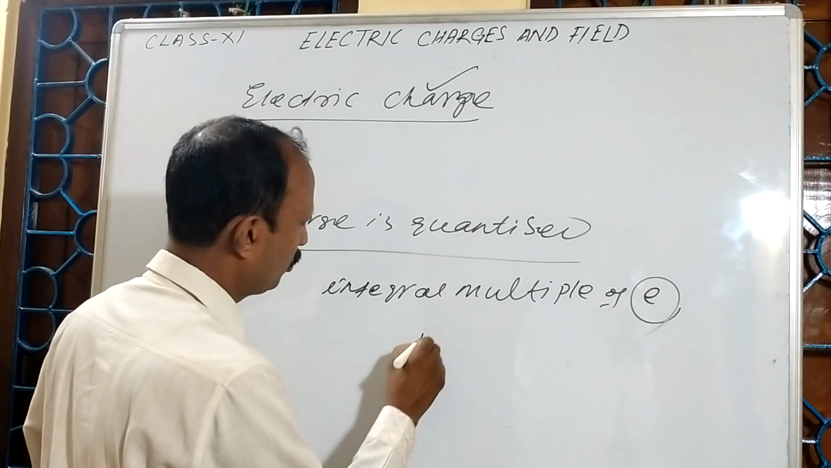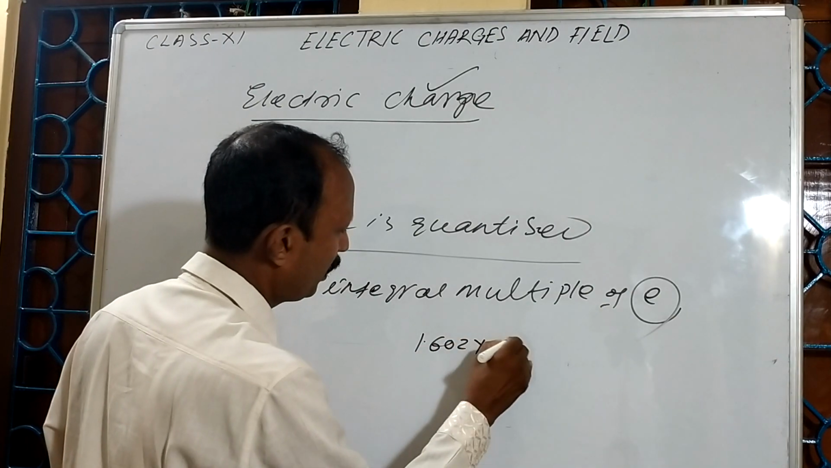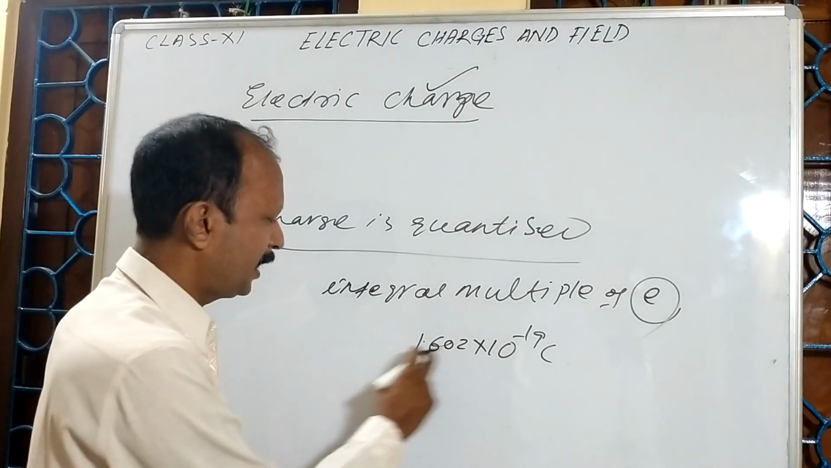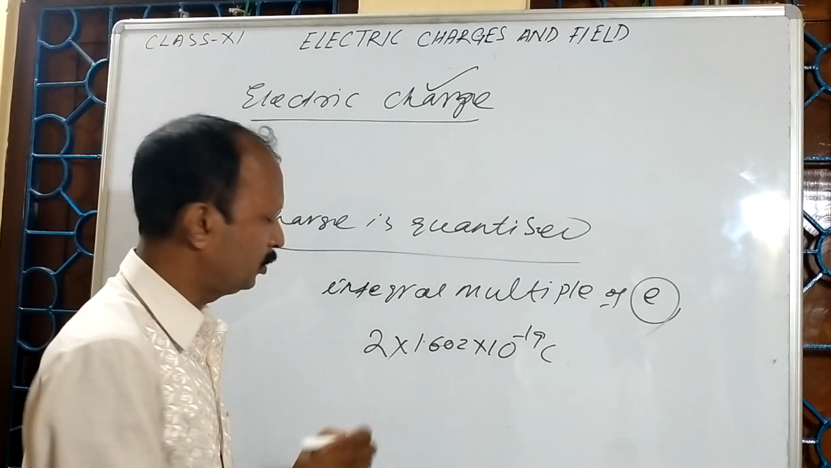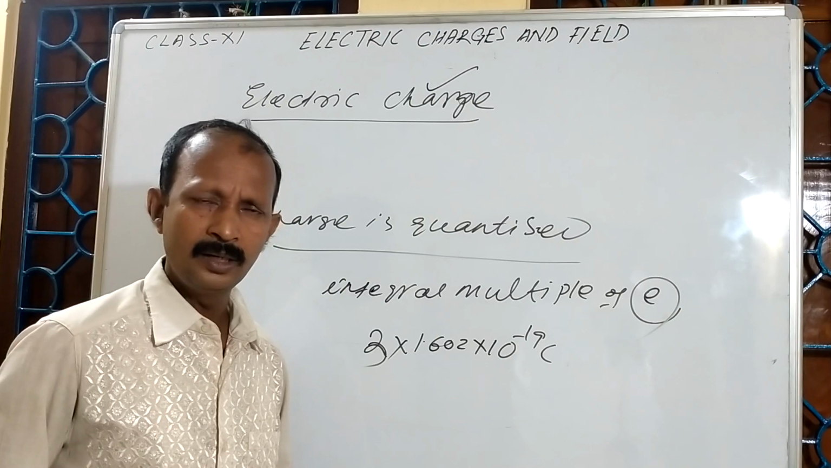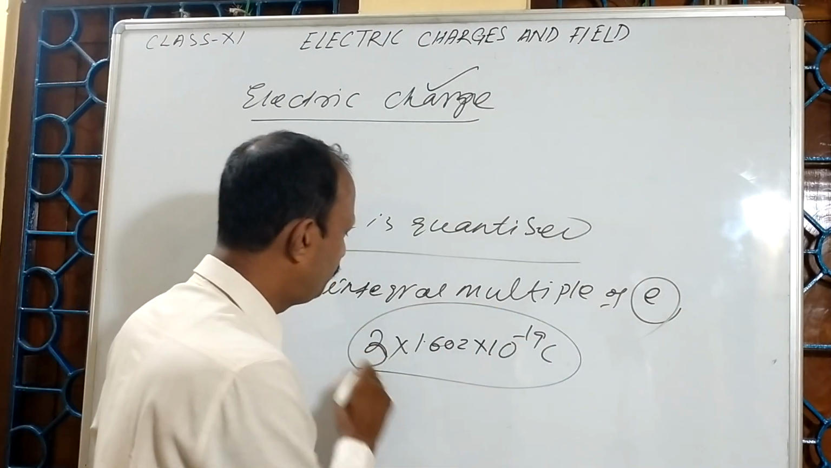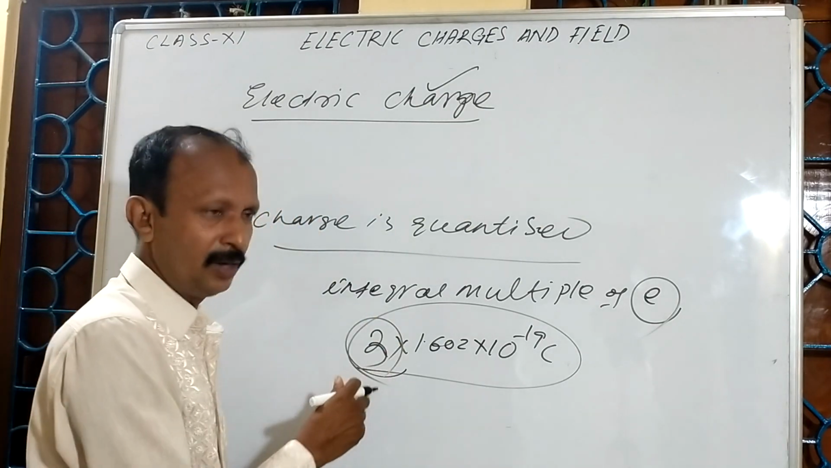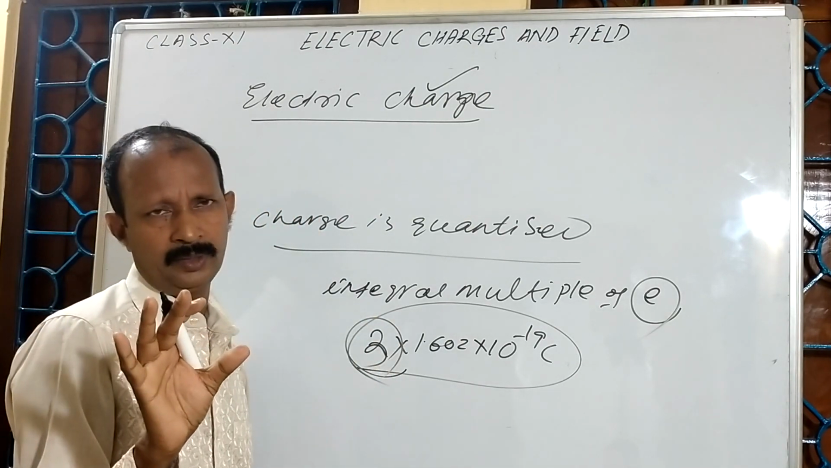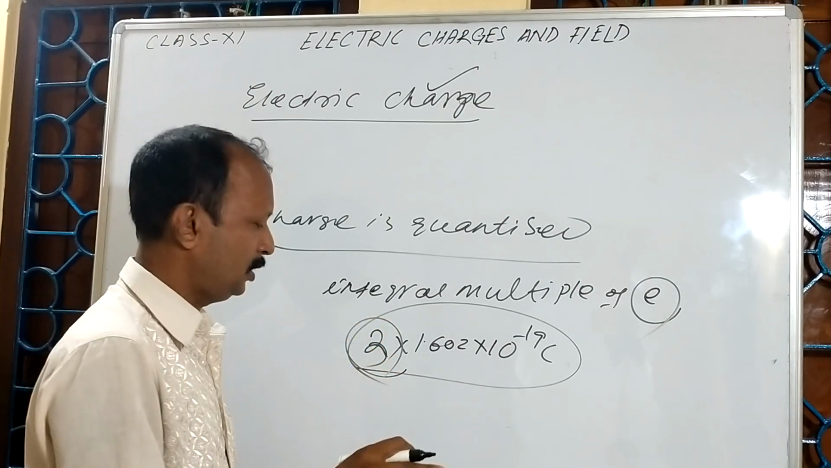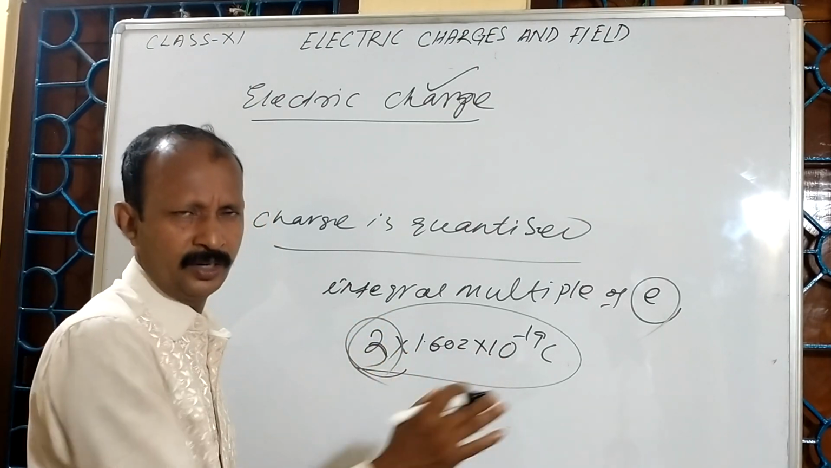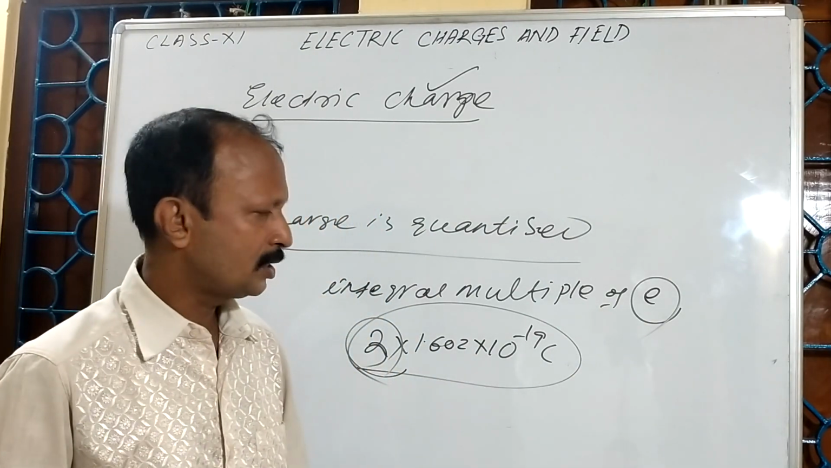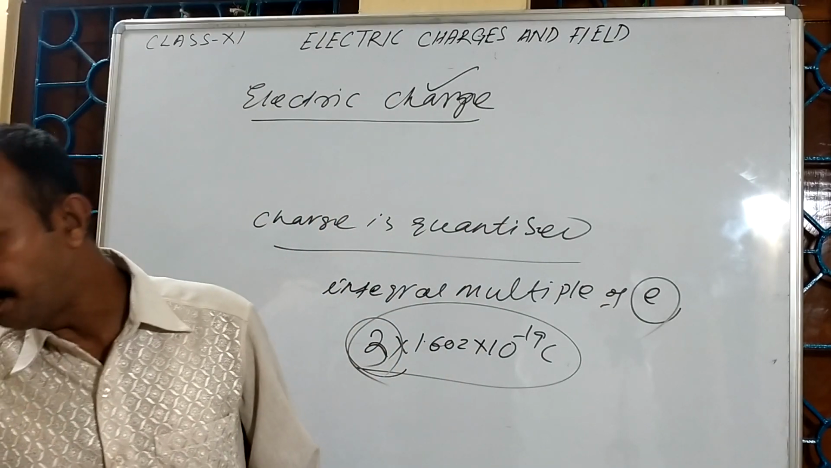The charge of electron is found to be 1.602 into 10 to the power minus 19 coulomb. One particle has this much. Two particles means I shall multiply by 2. Three particles means I shall multiply by 3. So all the time it will be an integral multiple, one integer, not a fraction. I can't say that the charge is 1 by 2 of this one, 1 by 3, or 1 by 4, not like that. All the time the charge is an integral multiple.